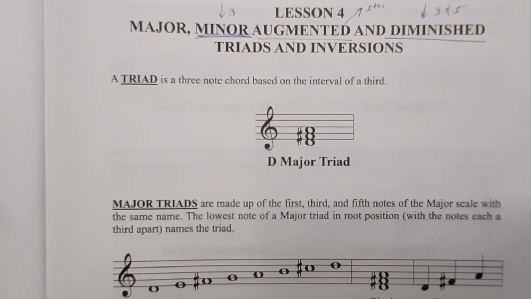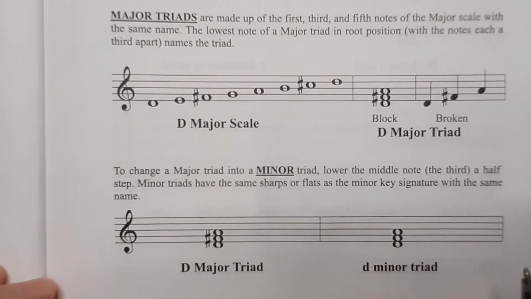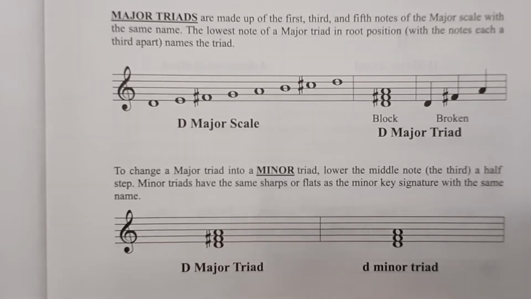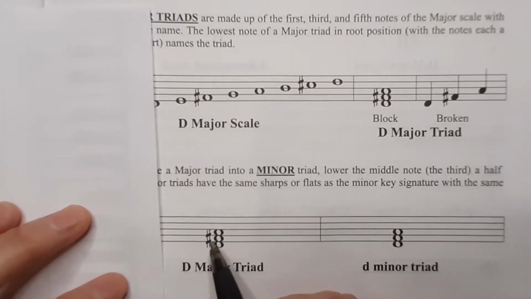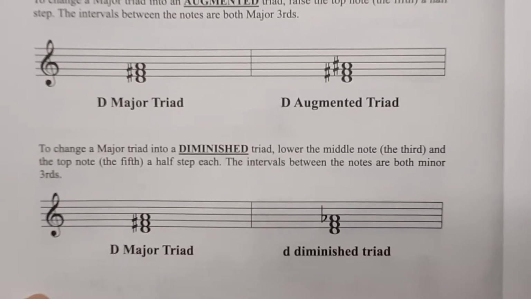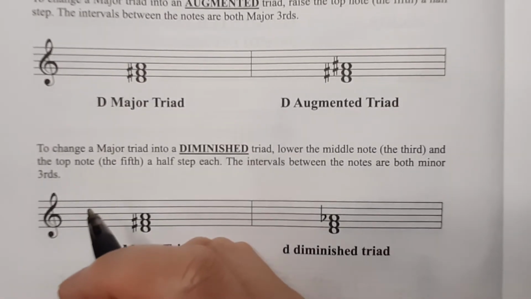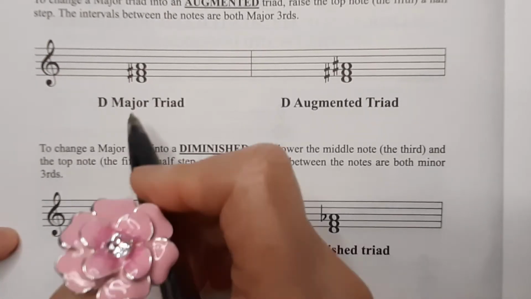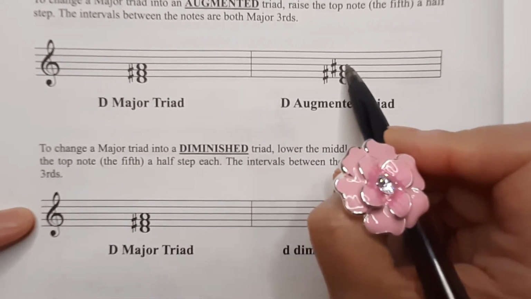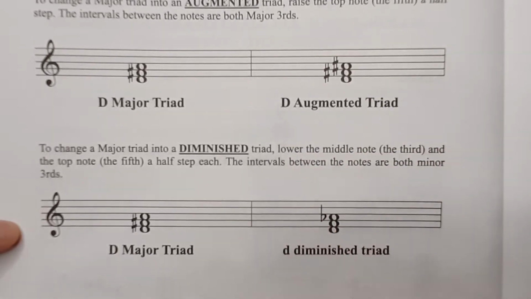All right. I'm sure you already know these, but we'll review it. This is a D major triad. If you lower the F sharp, okay? It's going to be D minor. Now this is page 22. From the D major triad, you raise the top. There's A sharp, right? That's an augmented triad.